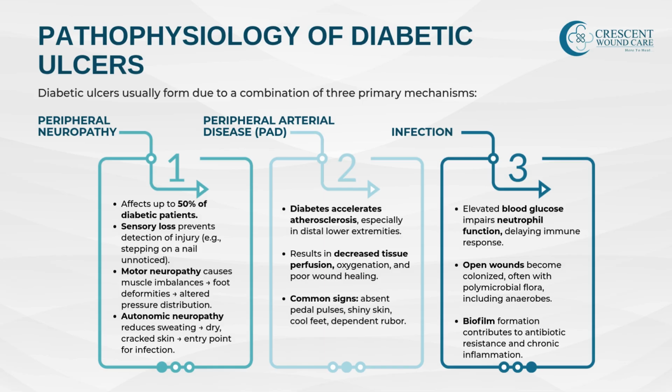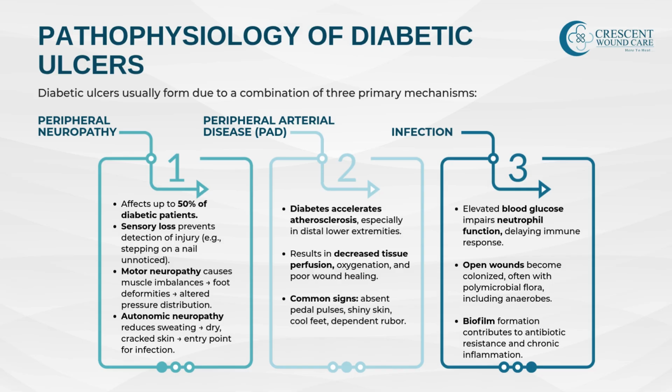To understand how to manage diabetic ulcers, we must first understand how they form, their pathophysiology. There are 3 major underlying mechanisms that often work together to create a perfect storm. 1. Peripheral neuropathy. Diabetes damages the nerves, particularly in the feet. Patients may lose protective sensation, making them unaware of minor injuries like cuts, blisters, or burns.